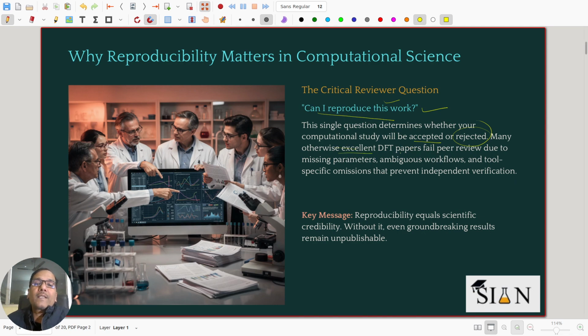Many otherwise excellent DFT papers fail peer review due to missing parameters, ambiguous workflow, and tool-specific omissions that prevent independent verification. Key message: reproducibility equals scientific credibility, and without it even groundbreaking results remain unpublishable. Time to time I am giving emphasis on the reproducibility of a result, which is actually shown by your methodology section.